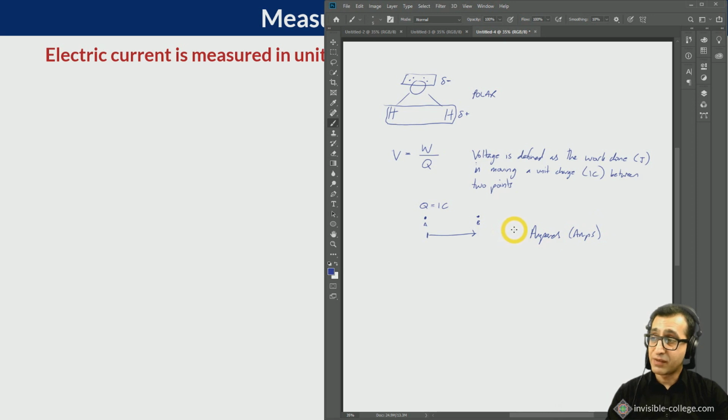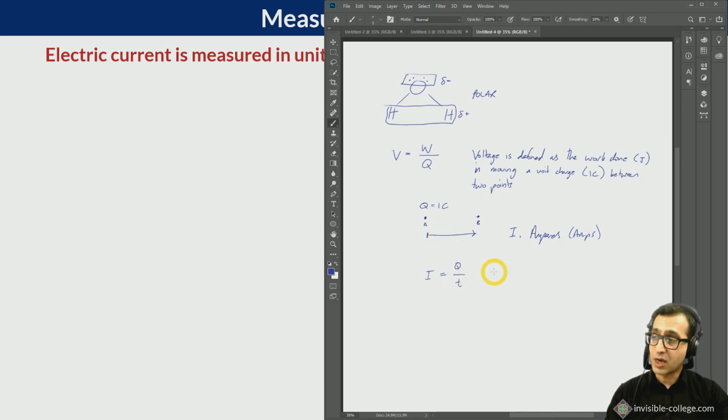Current is given the symbol I in physics, so just remember, the I means electric current. Electric current is defined as the flow of charge past a fixed point per unit of time, and the unit of time is the second. Specifically, it is the amount of charge flowing past a fixed point per unit of time.